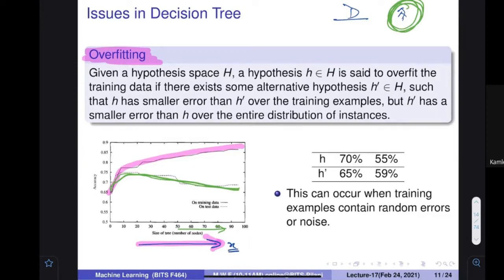So here is an example. If you want to understand what I mean by overfitting, here is an example. Let me give you this. Let's assume, please everybody concentrate.